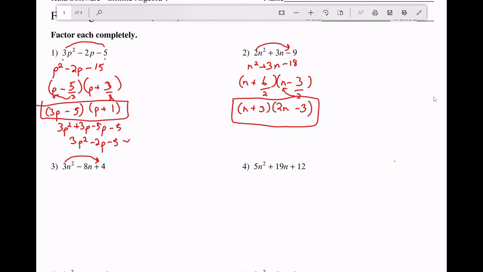And so now I'm going to have n squared minus 8n plus 12. Because it's a plus in the second, that means I have all like terms. And because the first sign is a minus, it's going to be n minus. All right? And so now I've got to think of factors of 12 that will add up to 8. So I can think, oh no, it's not 4 and 3.